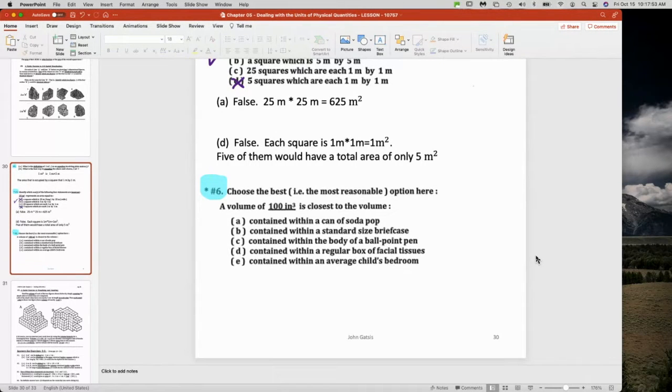So anyway, number 6, I just chose this one again because it works well, I think, in terms of asking you as an audience. So choose the best option here. A volume of 100 cubic inches is closest to the volume of these other things.